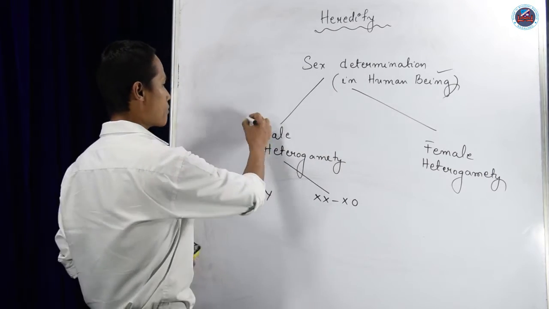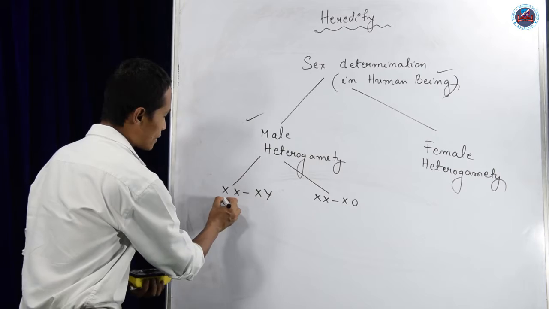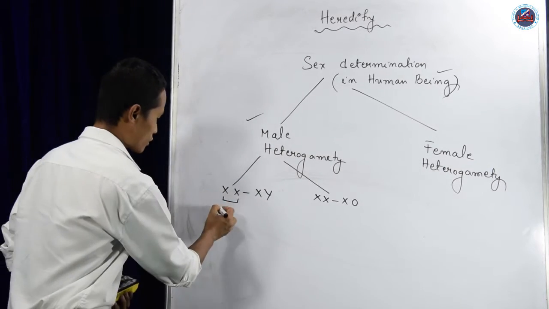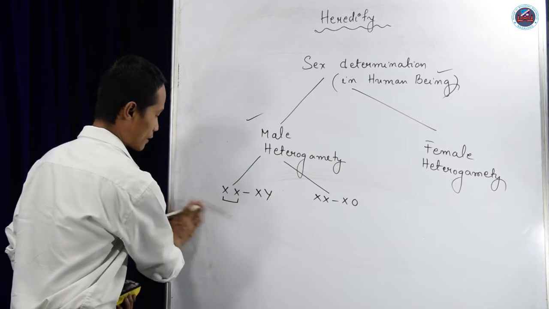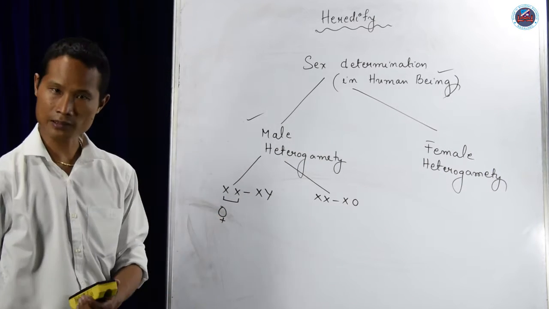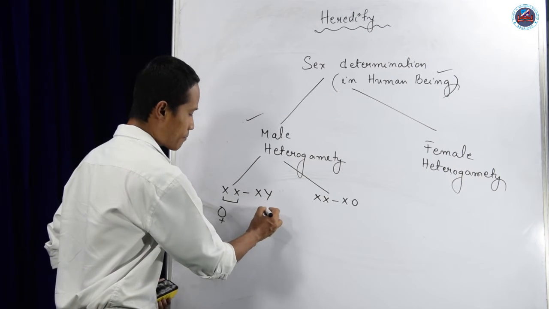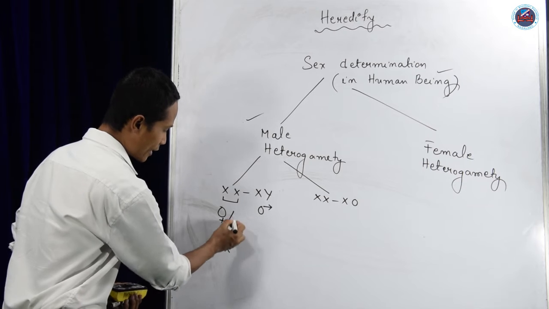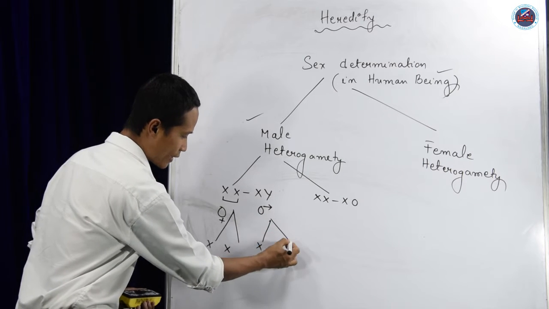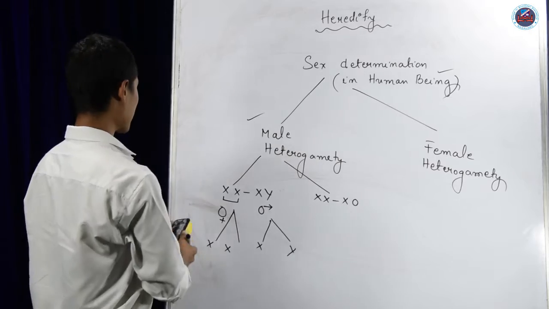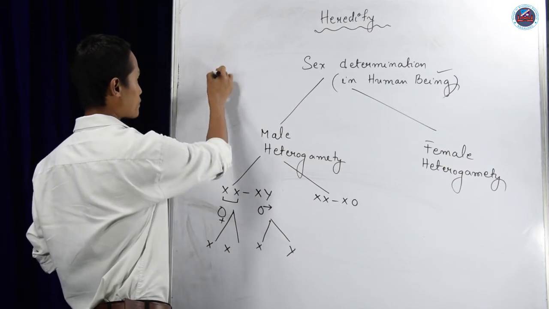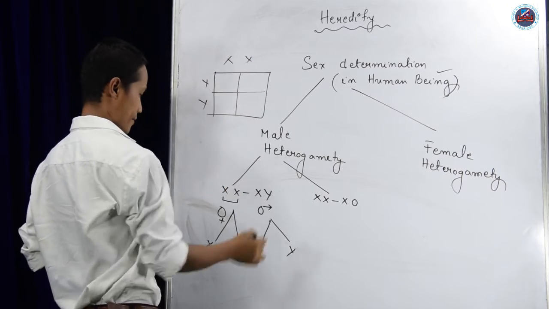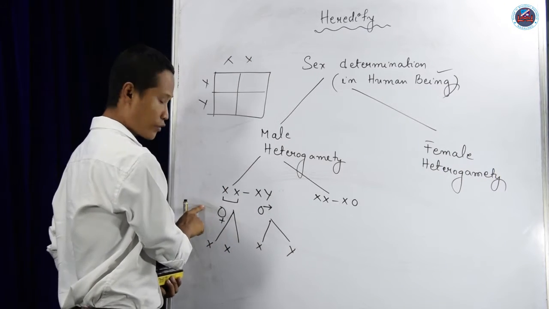Now, when I say male heterogamety, it means that this XX is a gamete produced from the female. So this is a female gamete. I'll use a presentation. This is X and Y, so this is a male gamete. During the fusion, it will produce X, and this will produce X and Y. If you make a Punnett square, then this is X and Y. This one is for male, this one is for female.